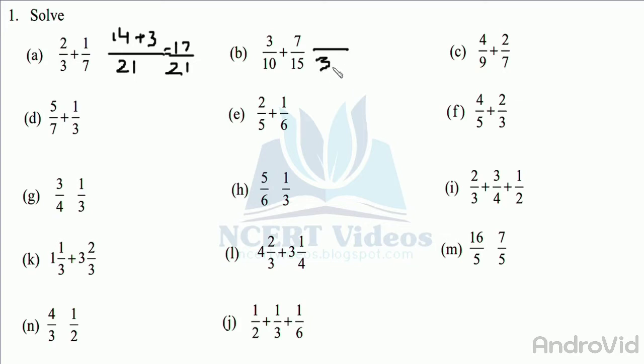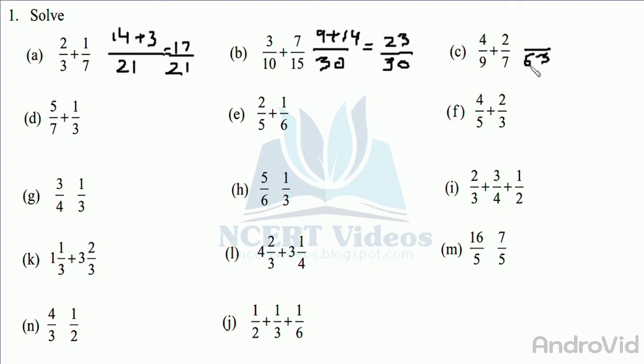Here 30 would be the LCM because 5 6s are 30. So 10 3s are 30, 9 plus 7 2s are 14 gives you 23 over 30.